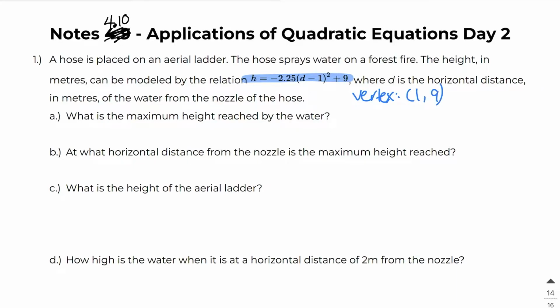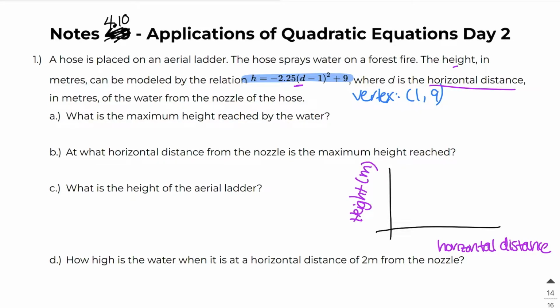And I want to draw a sketch of what's going on here, just a really basic sketch. It says here that d is the horizontal distance, so I'm going to label this as horizontal distance. And the height is measured in meters, and that's the h right here, so this is the height. I'm going to measure both of these in meters. Let's draw a sketch of where our vertex is going to be. We know that our vertex is going to occur at (1, 9), right here.